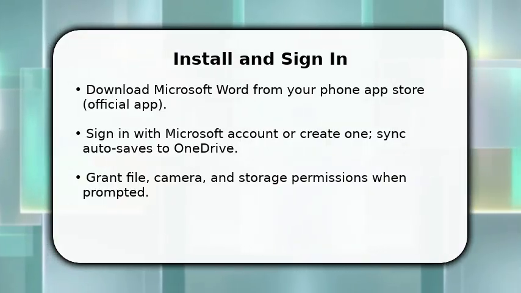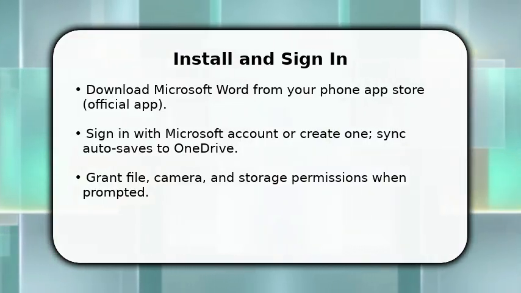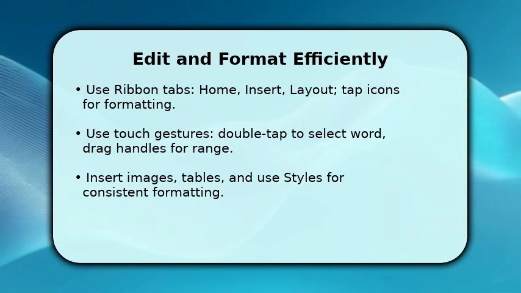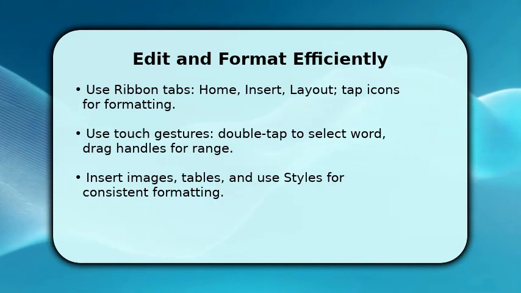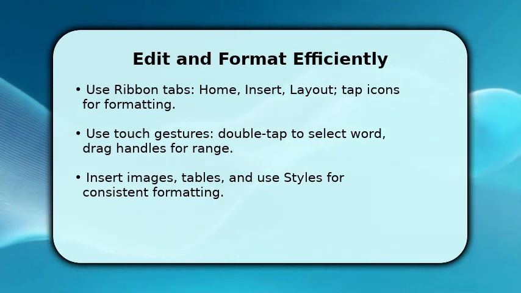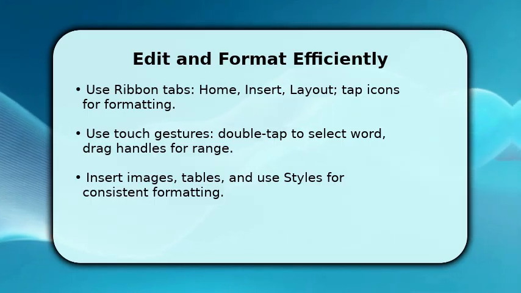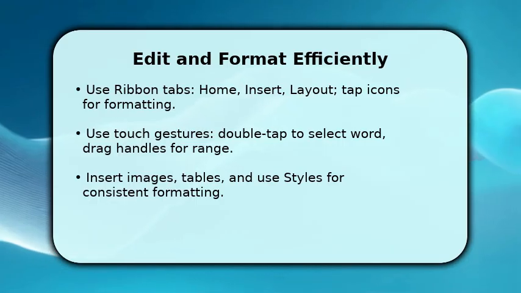Now tap New to create a document and pick a template so you're ready to edit. You'll now focus on editing. Tap the Home tab to access bold, italics, and styles for consistent headings and spacing. Once text is selected, use the floating toolbar or ribbon commands to apply formatting.